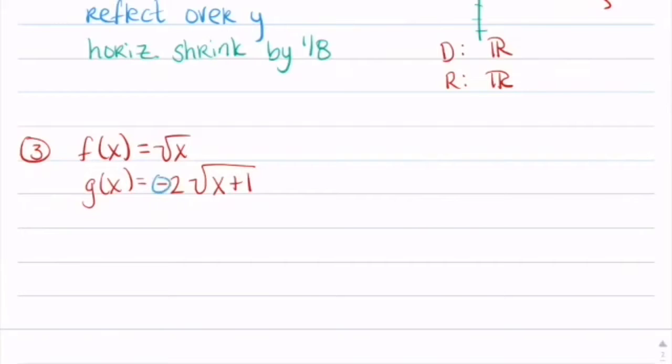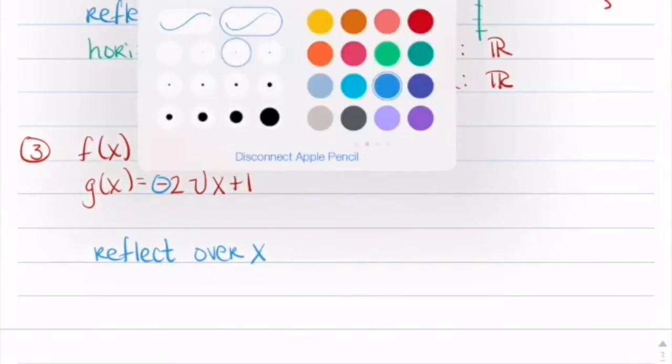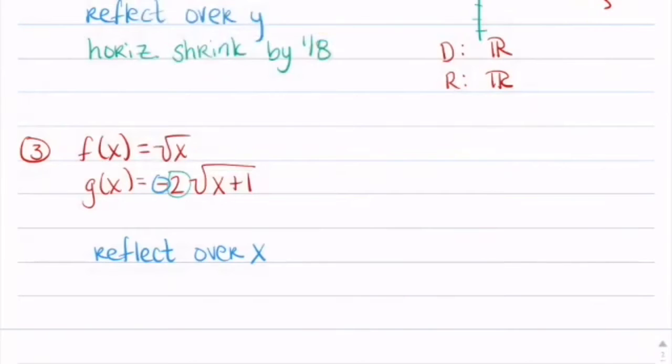So we have a negative here, which is on the outside. It's outside, not inside the radical with x. So that's going to reflect over the x-axis. The next thing I come to is this 2, again on the outside. That affects vertical. So this is a vertical stretch by 2.